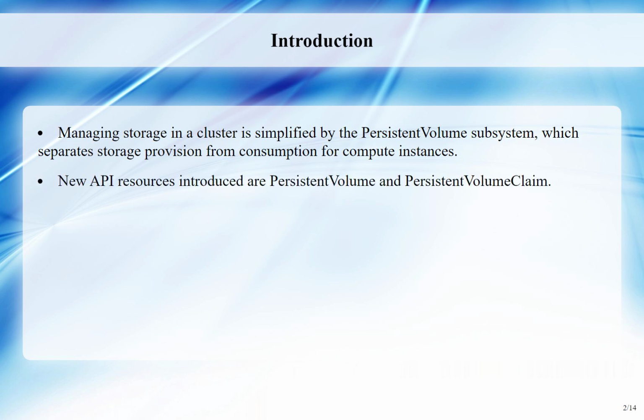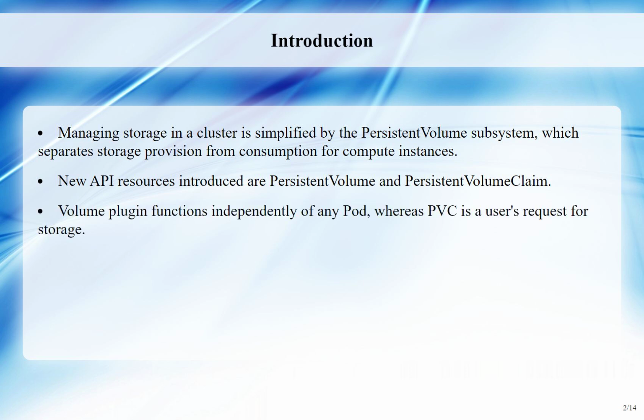This system introduces two new API resources, Persistent Volume, PV, and Persistent Volume Claim, PVC. A PV is a piece of cluster storage provisioned by an administrator or dynamically using storage classes. It functions as a volume plugin with a lifecycle independent of any pod using it. On the other hand, a PVC is a user's request for storage, similar to a pod's request for resources.